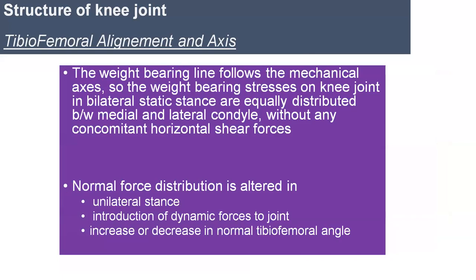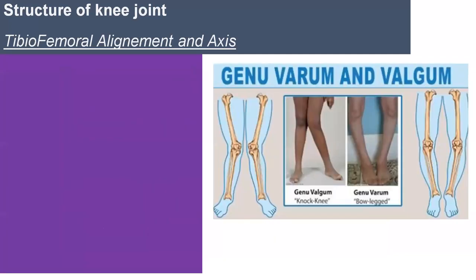The weight-bearing line follows the mechanical axis, so the weight-bearing stresses on the knee joint in bilateral static stance are equally distributed between the medial and the lateral condyle. The normal force distribution is altered whenever there is a unilateral stance, introduction of any dynamic forces to the joint, or an increase or decrease in the normal tibiofemoral angle.